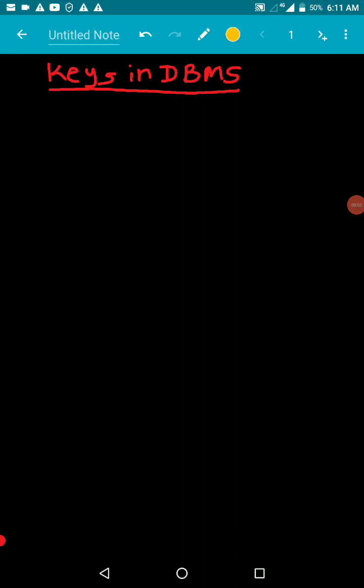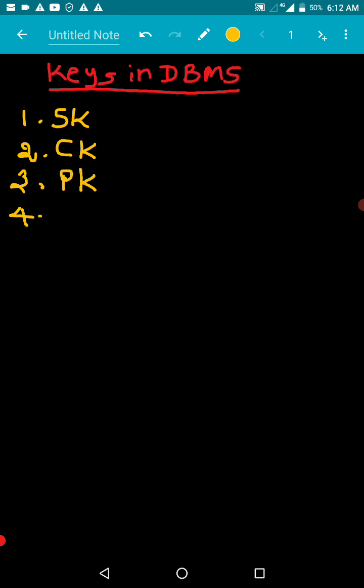Hello friends, we are looking at a variety of keys which are used in the database management system. The first is the super key. Second one is the candidate key. Third one is the primary key. And fourth one is the secondary key or alternative key.